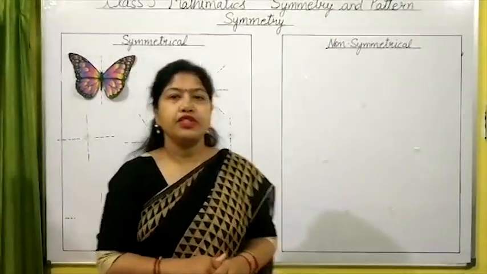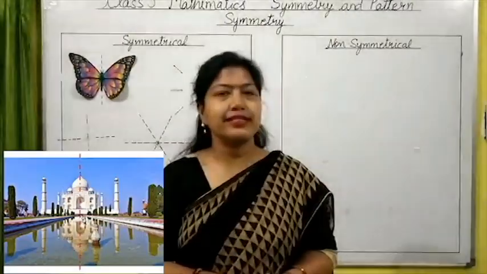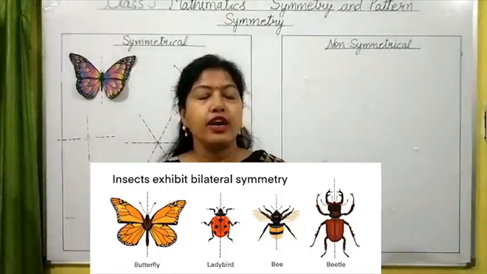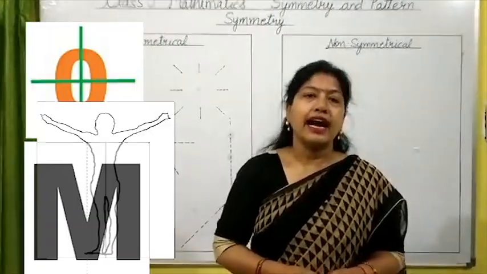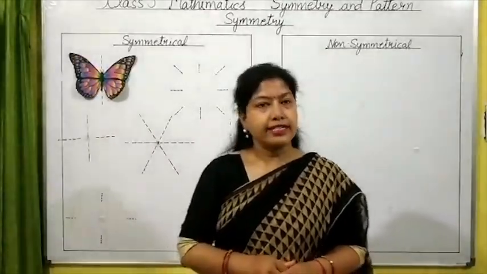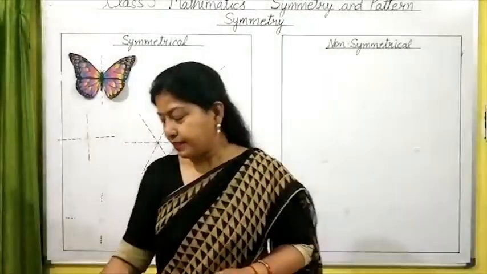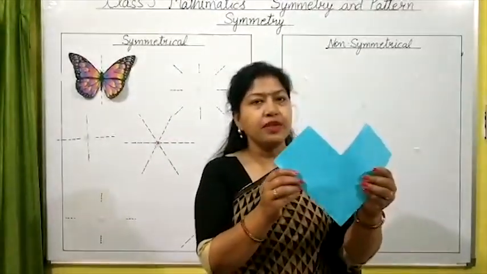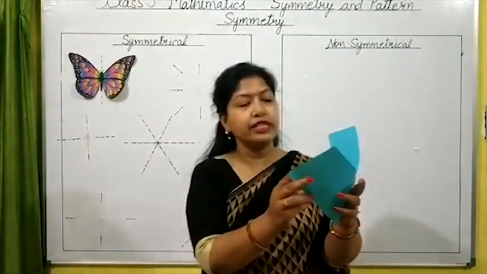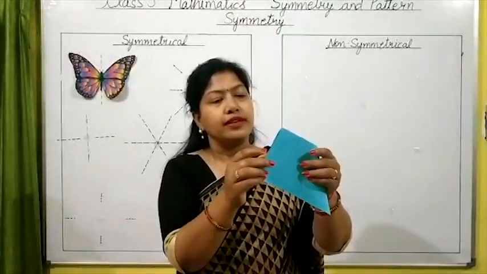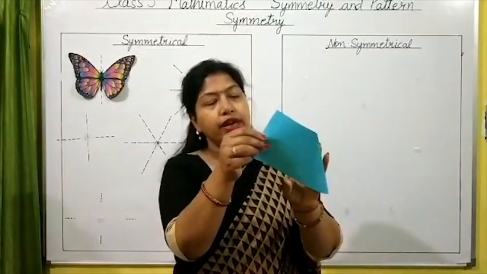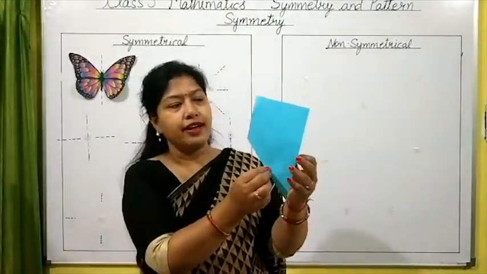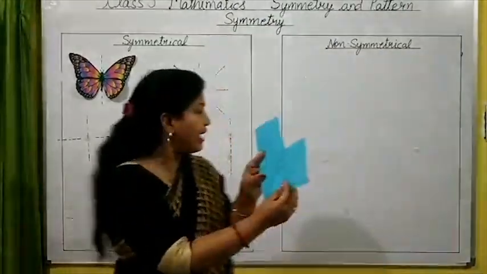We can see symmetry all around the world, in buildings, in nature like in flowers, in geometrical shapes, in insects, in the human body, in letters and in numbers. Let's understand this with a few figures. We will check whether it is symmetrical or not. So I am folding this figure into two exactly same halves. So this is a symmetrical figure and it has one line of symmetry.